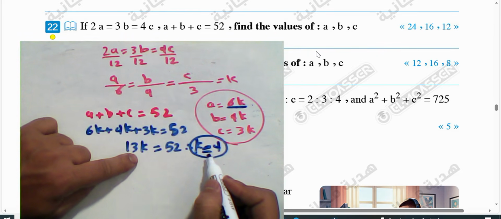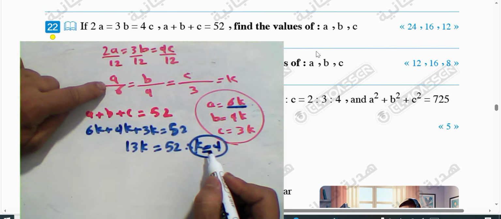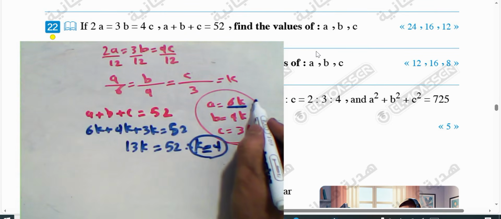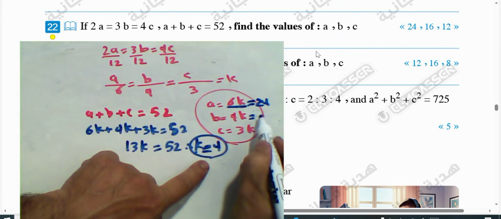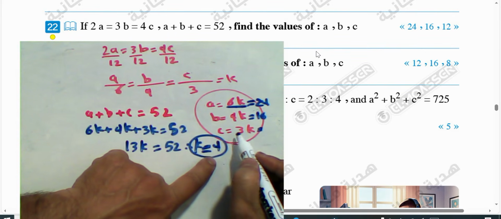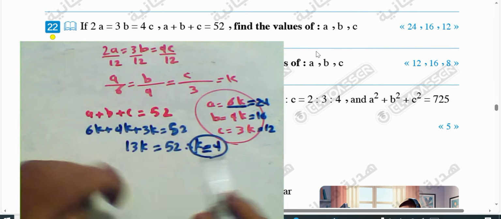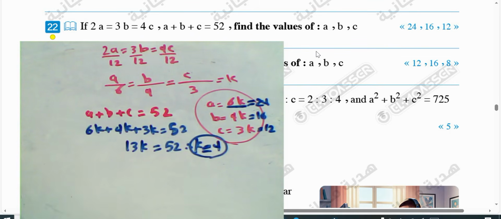You can find what? a will be 6 times 4, it will be 24. And b is 4 times k, 4 times 4 is 16, and c equals 3 times 4 equals 12. So 24, 16, and 12. Next question.